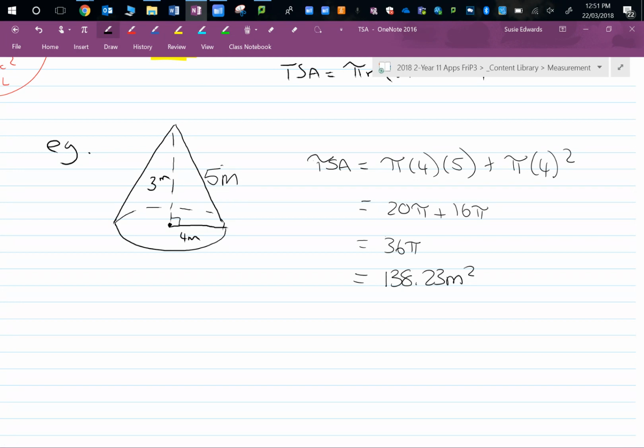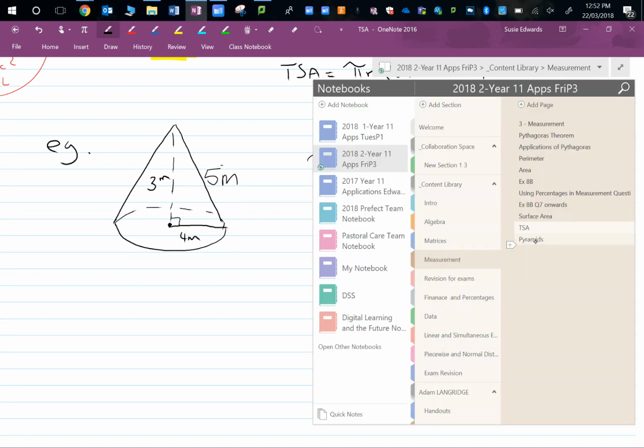Any questions? We've still got one lot of shapes to go. What is it? We talked about them. Pyramids. All right, so can you write pyramids, please?